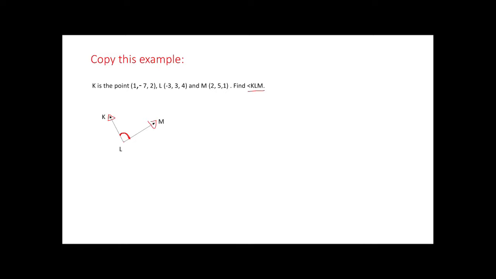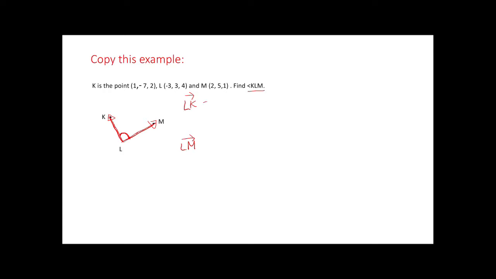So for this one, we are going to be finding the vector L to K, and we're going to be finding the vector L to M. So again, that's very important based on the fact that my vectors have an arrow pointing away from this L. Alternatively, you could have found K to L and M to L.